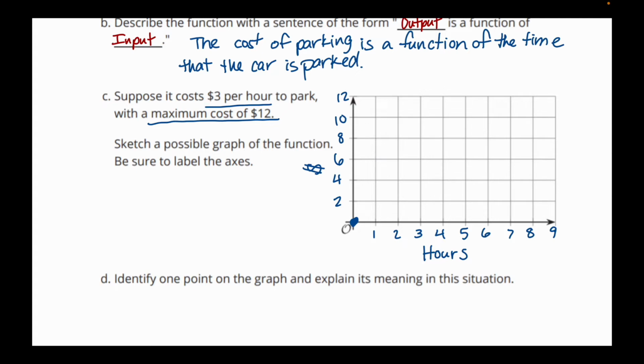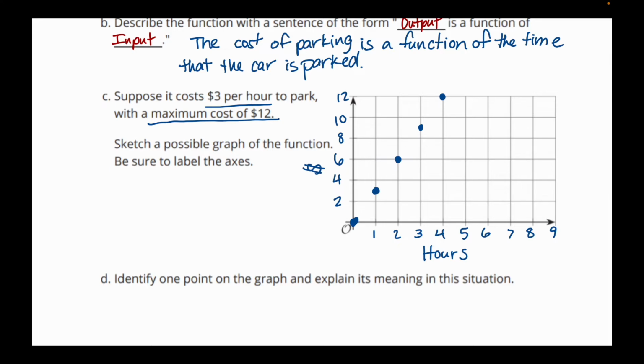If I park for 1 hour, it's going to cost me 3. So when I go over to 1 on the horizontal, I'm going to have to go up to 3 on the vertical. So 1 hour would be $3. 2 hours is going to be $6. 3 hours would be another $3 on top of that, so it's going to be 9. And then at 4 hours, we would add another $3, and that would make $12.